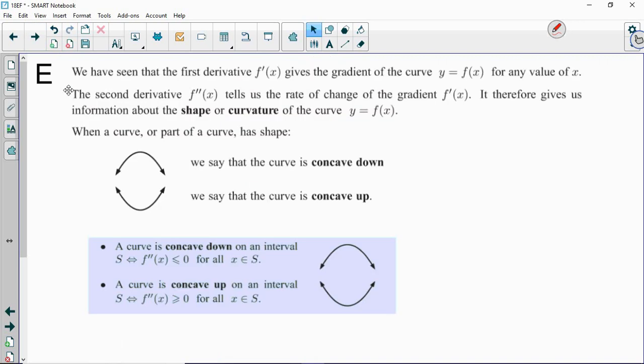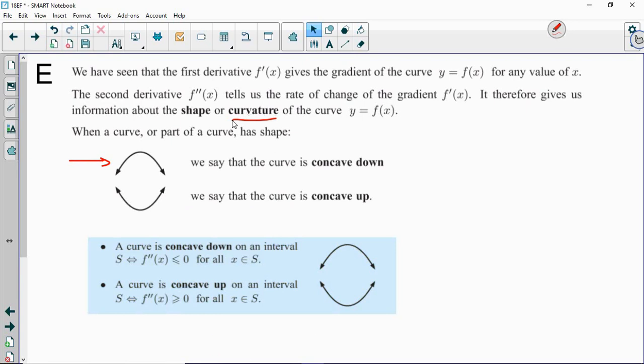So we know that the first derivative tells us whether the function is increasing or decreasing. The second derivative is going to tell us how it's increasing or decreasing. So it's going to tell us the shape, or sometimes we call it the curvature, of the graph f of x. So when a graph has this shape here, we call that concave down.